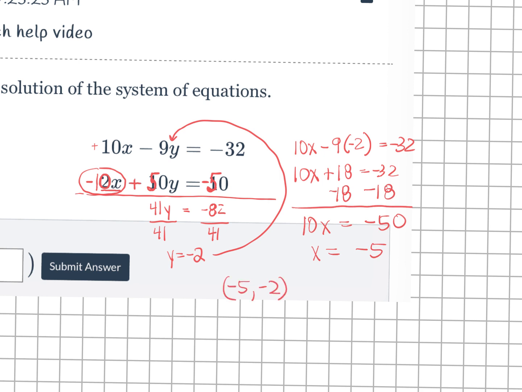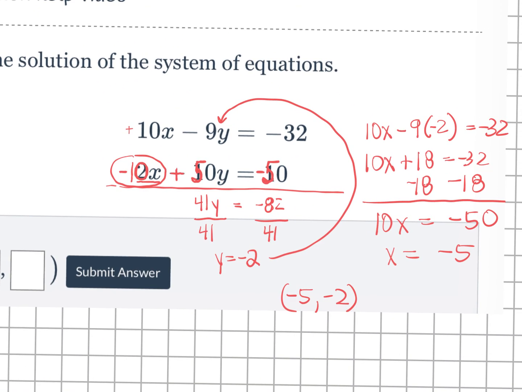So in this one, I had to multiply everything in the row by something to make it bigger. I saw right away that if I multiply everything in this row by negative 5, it would turn positive 2 into negative 10, and that's what I did to the whole row.